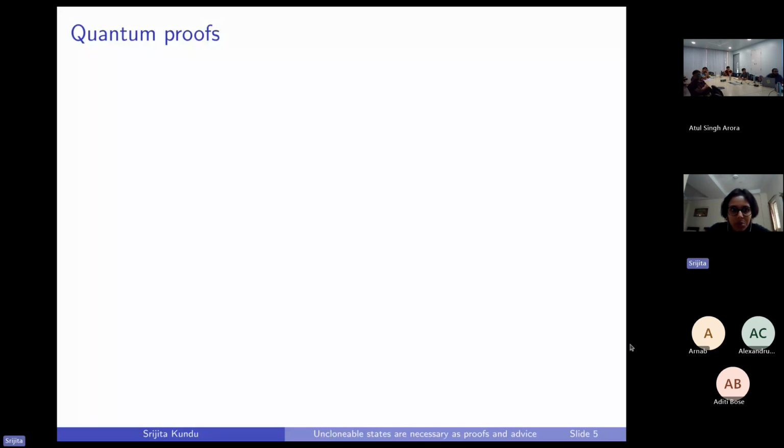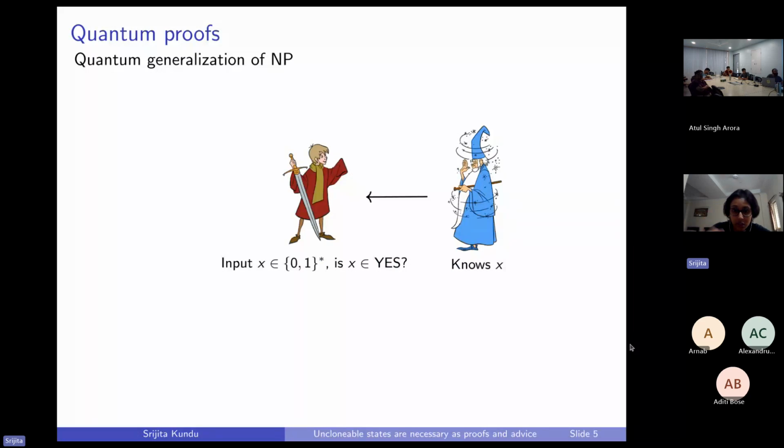Okay, so quantum proofs come up in quantum generalizations of the class NP. Like the randomized generalization MA of NP, these quantum generalizations are phrased in terms of a game between a computationally bounded verifier Arthur, who has some input X and wants to know if it's a yes instance of a particular problem, and a mysterious wizard Merlin, who is computationally unbounded. Merlin knows X and wants to convince Arthur that X is a yes instance, regardless of whether or not X is actually a yes instance.